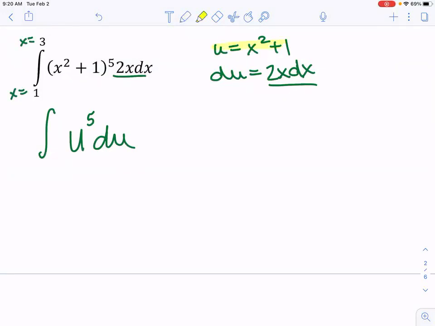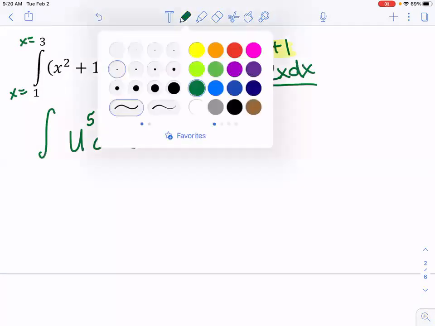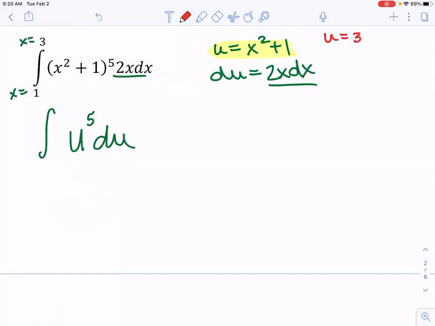Okay, so we can figure out what u would equal and change our limits of integration. So if x is 3, then when we plug that in, u is going to be 10. That number should be familiar from before. If x is 1, then when we plug that into u, we get 2. So now we just have the integral from 2 to 10 of u to the 5th du, and we no longer have to worry about x anymore. We've done the switch. Now all we need to do is take our antiderivative and evaluate it from 2 to 10.